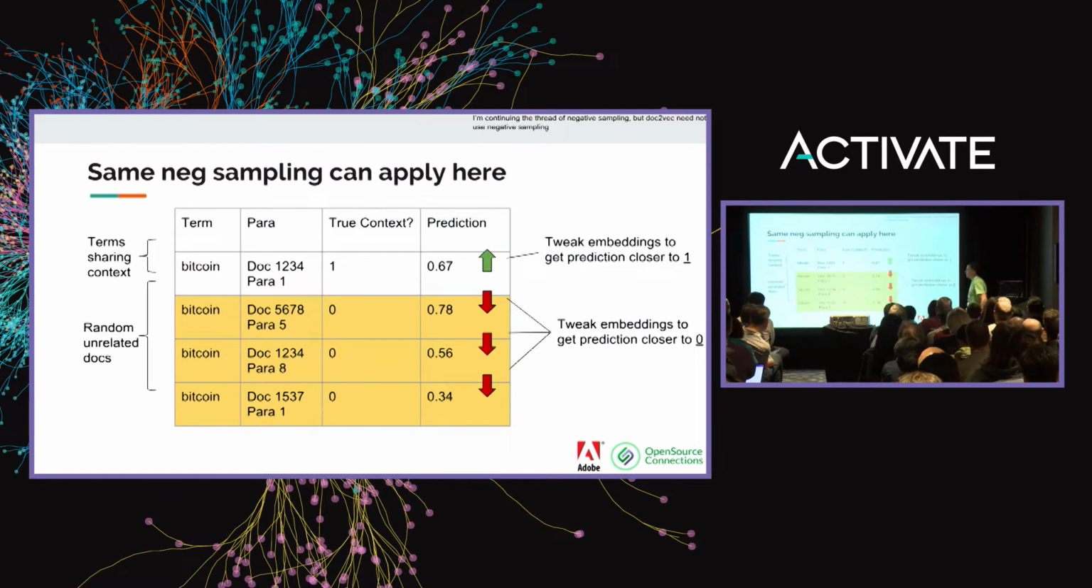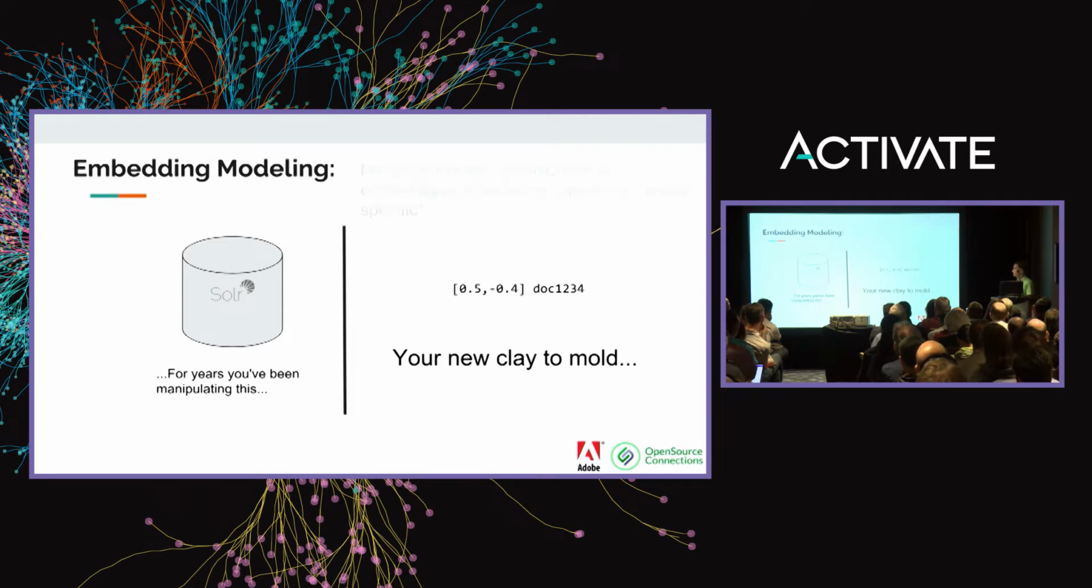We have Bitcoin, and here I've decided that paragraphs are parts of documents, but again, you can design this to do anything you want. These share a context. Bitcoin does occur in this paragraph of this document. Bitcoin does not occur in this paragraph of this document. So the word-to-vec model pushes these apart. So again, this is a tool for us to learn context. And context can mean whatever we need it to mean for our domain and application.